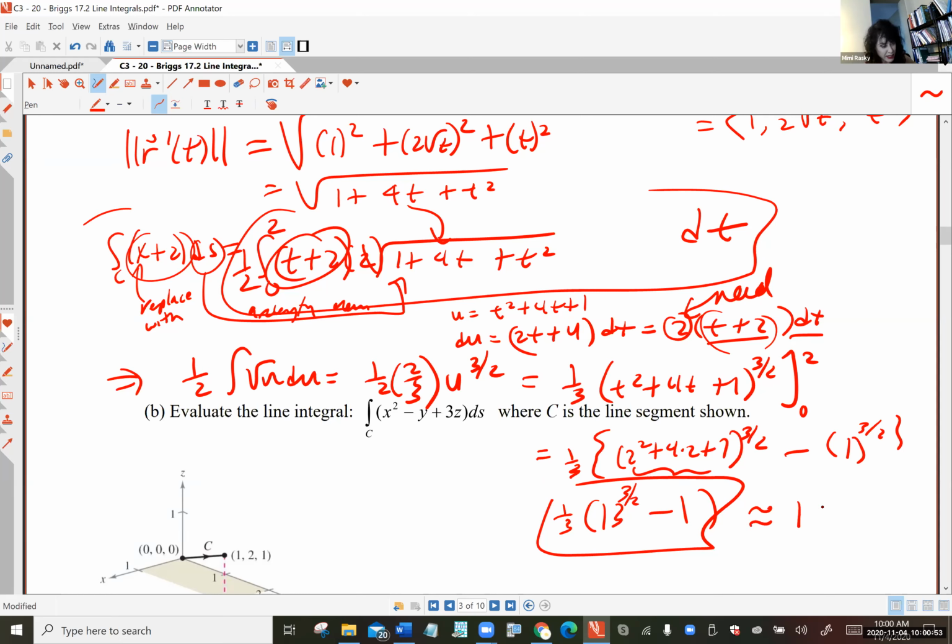And that's approximately 15.29, and that would be the mass of the wire if this curve were representing some wire with the density function. That would be the mass. Okay, so that's a good application.